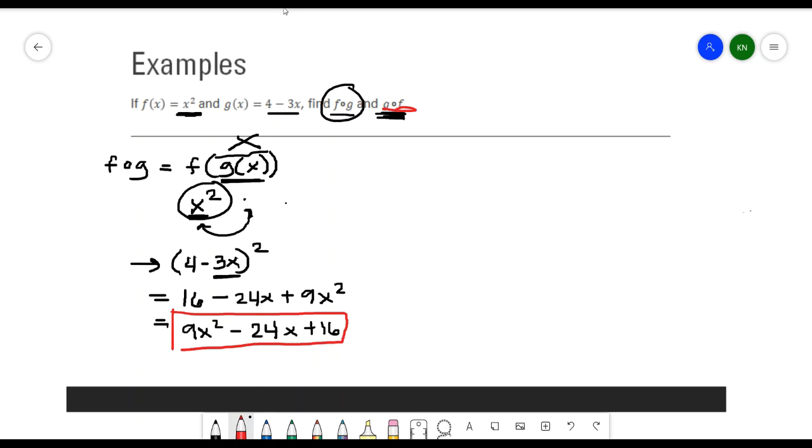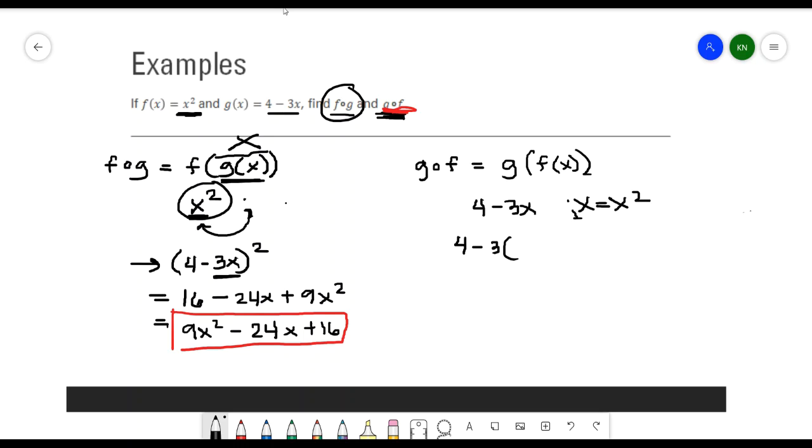So now for the g with f, we need to find g of f of x, in which our g is equivalent to 4 minus 3x. So meaning to say, the x here will be substituted by the value of x squared. So x again will be substituted by the value of x squared. So we have 4 minus 3 times x squared. So it's simply equivalent to 4 minus 3x squared. So this is now the result of our g with f.